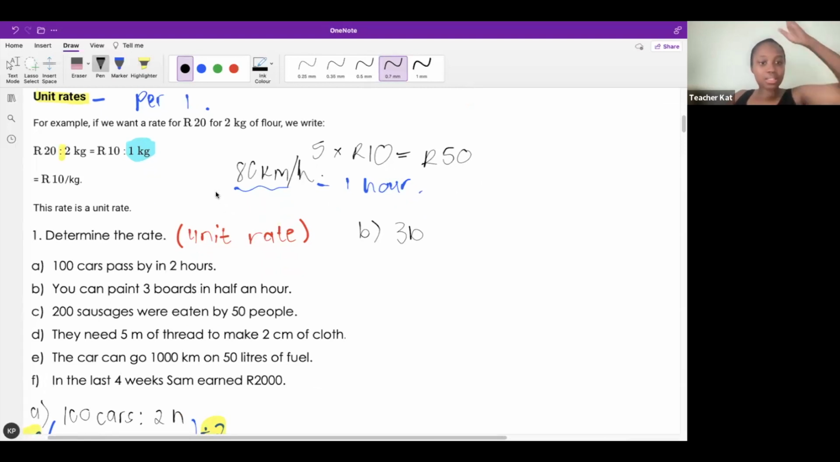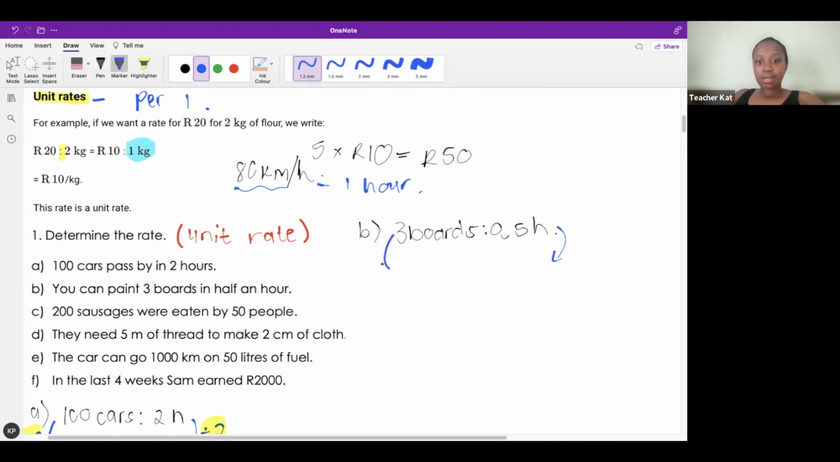So we're talking about unit rates. They told us here we have 3 boards for half an hour, which is basically 0.5 of an hour, right? Now I want to know for 1 hour how many boards there are. Unit rates are per 1, which is always easier because if I know how many I take for 1, then I can always multiply to get what I want, right?